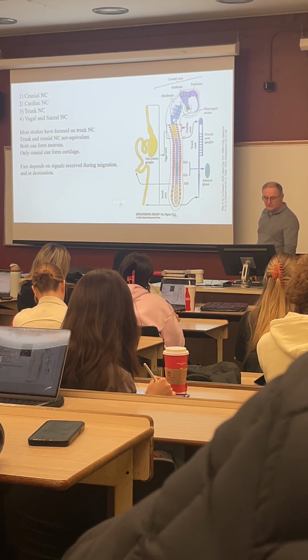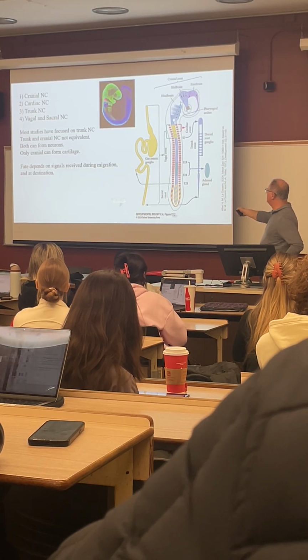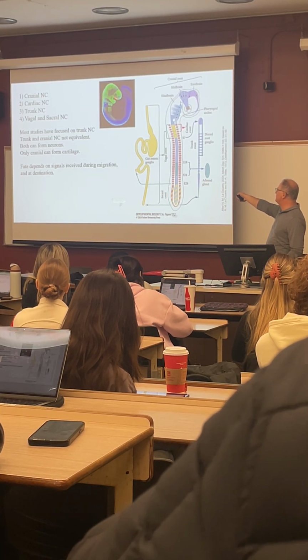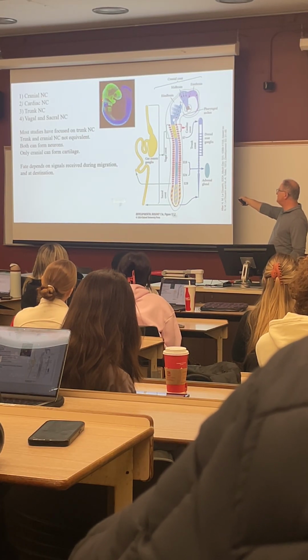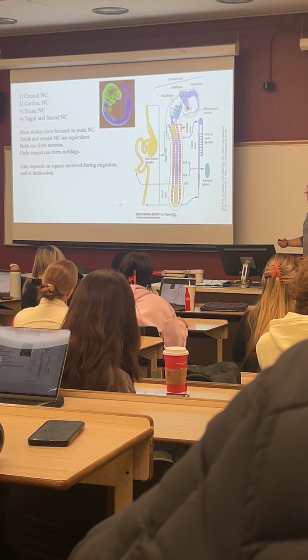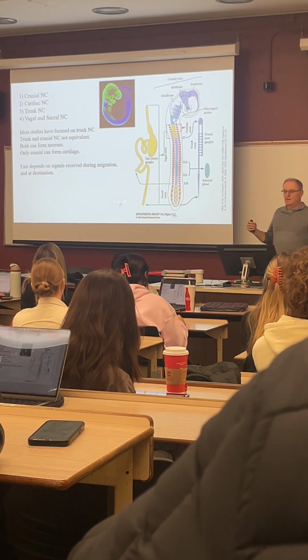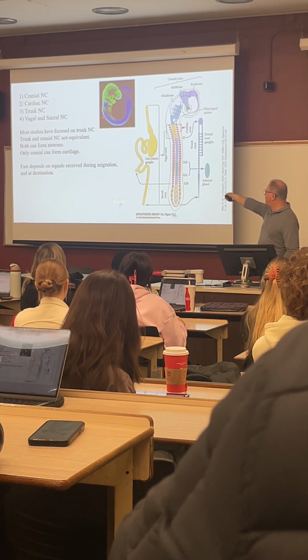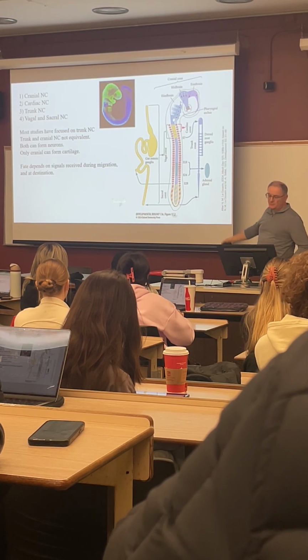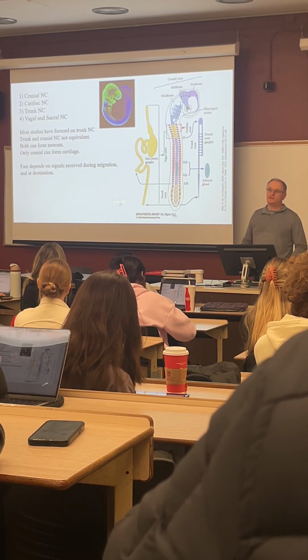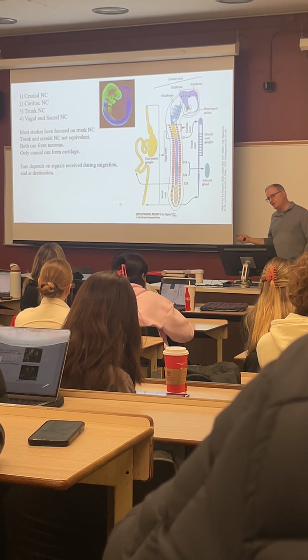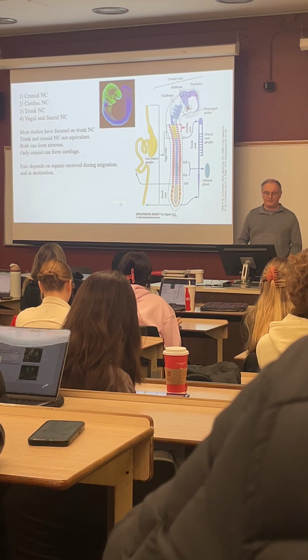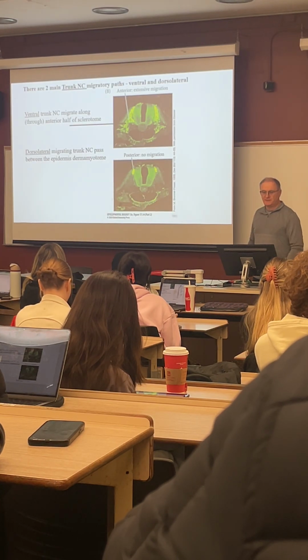Okay, so again, there's a lot of cells moving around. This is a fluorescent image of the cells moving in different places, and you can see there are many cells that are moving. There are many different parts of the embryo. Most of what we know about neural crest is from the trunk. So let's look at trunk neural crest cells first, and then we'll look at cranial and cardiac a little bit after that. Okay, so trunk neural crest cells.